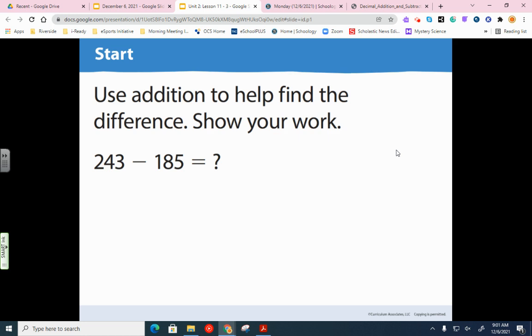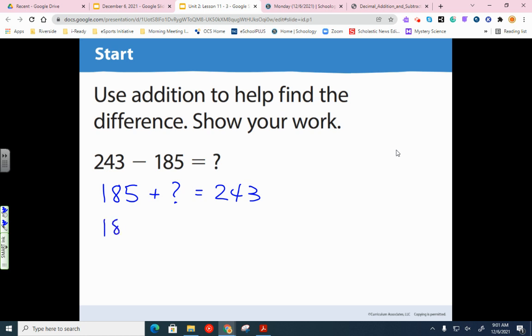It says, use addition to help find the difference and show your work. The easiest way to do this is to rewrite the problem. We know that the difference between 243 and 185 is our missing number. We can also write this as 185 plus that missing number equals 243. A way to do that is to add up small amounts and then gather up all those small amounts to get our difference. So let's do it this way.